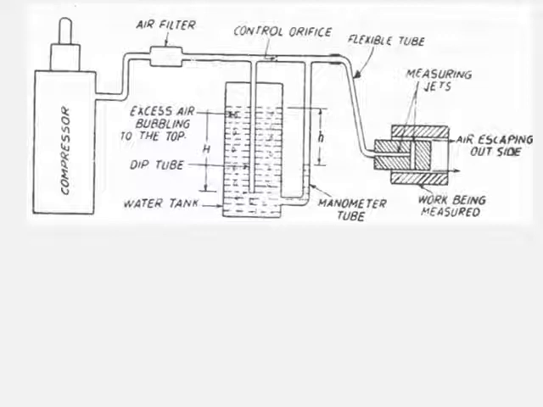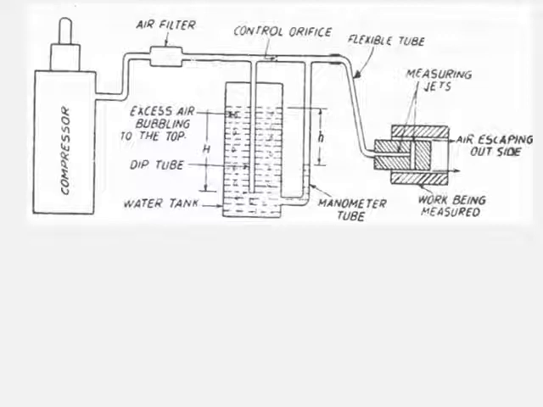Let me go with the figure here, that is better. So, the compressed air is taken into a cylinder in this case, and it is filtered initially as we generally do, and then a water tank is placed, which is a reservoir filled up to a certain level, and a dip tube is inserted into it to a depth corresponding to the air pressure required.